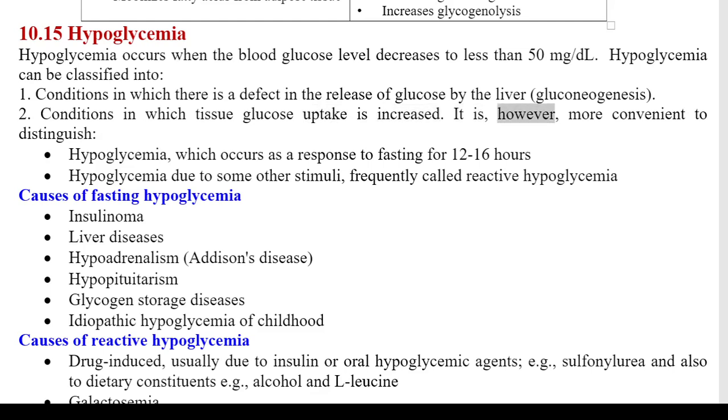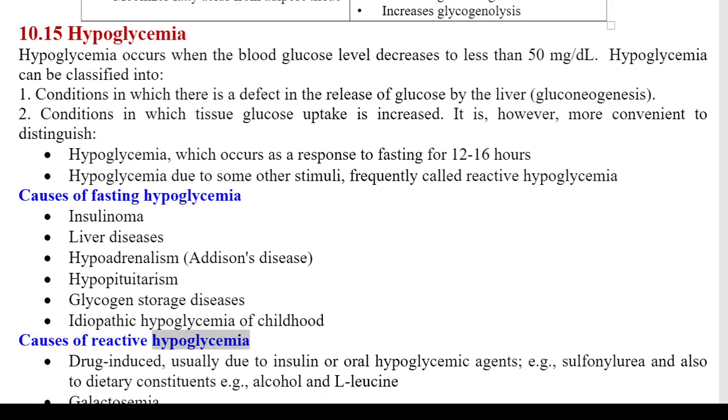It is, however, more convenient to distinguish hypoglycemia which occurs as a response to fasting for 12 to 16 hours, from hypoglycemia due to some other stimuli, frequently called reactive hypoglycemia. Causes of fasting hypoglycemia: insulinoma, liver diseases, hypoadrenalism (Addison's disease), hypopituitarism, glycogen storage diseases, idiopathic hypoglycemia of childhood.